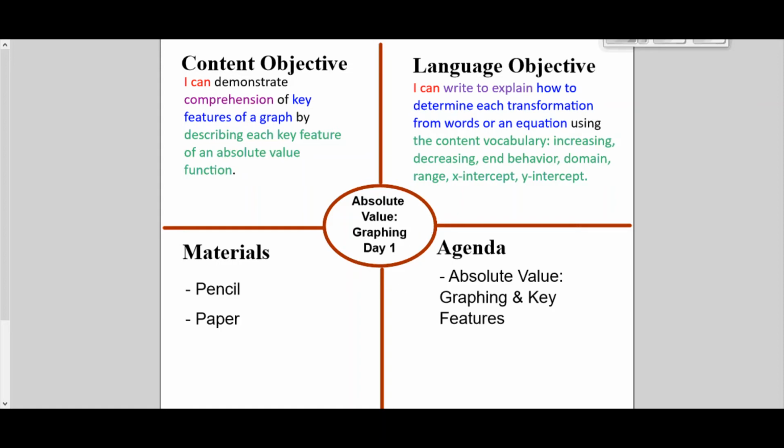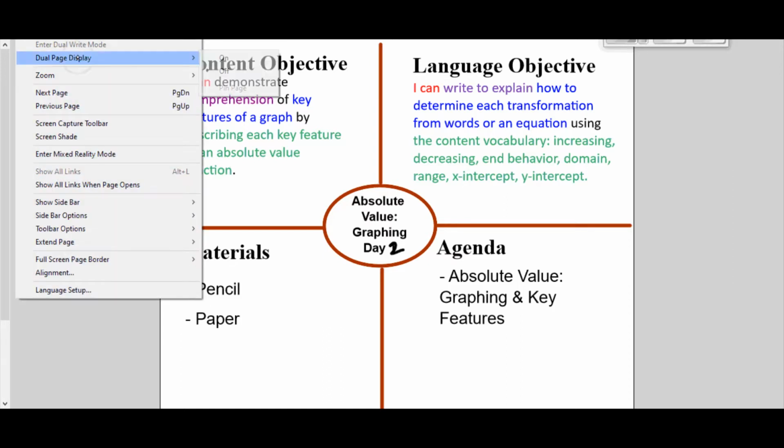Today, I'm going to go over graphing and key features. We're just going to finish that up. This is graphing day 2. You can just continue this right on your notes that you started in the last meet. We're going to go over the step function today. So I'm going to change this display.